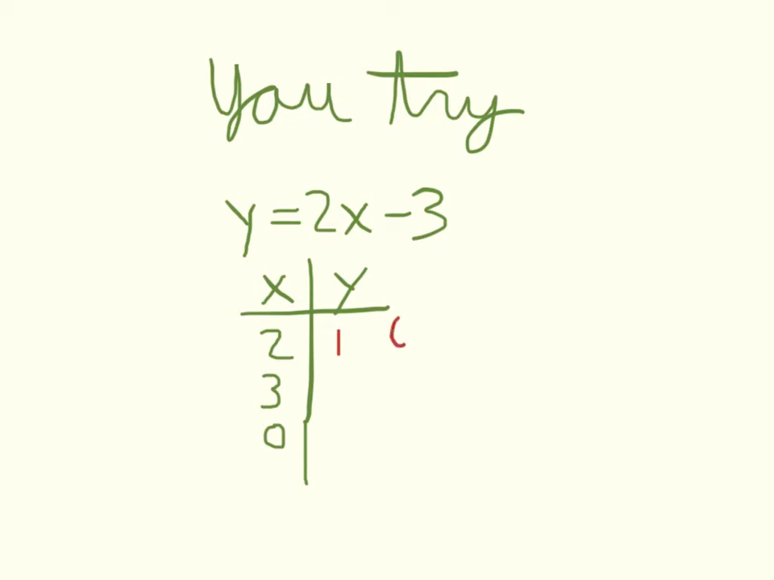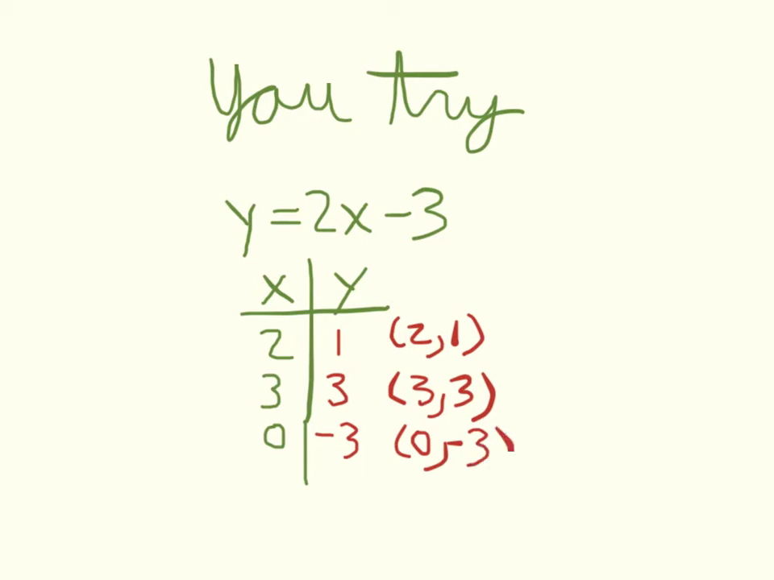Did you come up with 1 for that first one there? 2 times 3 is 6, minus 3 is 3, so we would also have the point 3, 3. And finally, 2 times 0 is 0, minus 3 is negative 3. So we've got the point 0, negative 3.